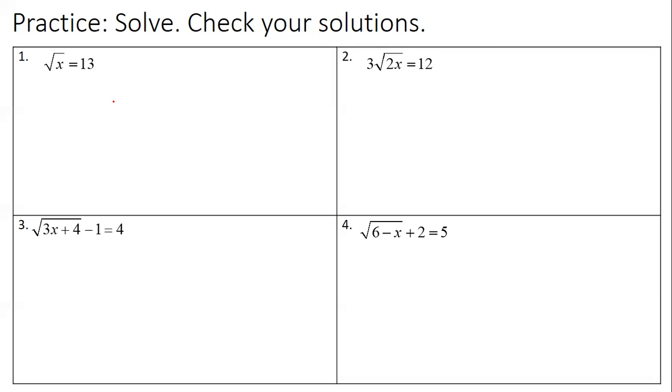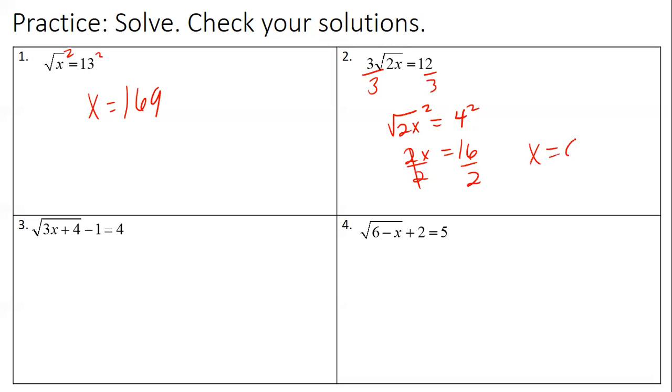All right, so let's check what we have. So number 1 was our one stepper, right? You just had to square both sides. And what do we get for x? 169. Number 2 was our 3 stepper. What was our first step? Divide by 3. So we get the square root of 2x equals 4. Then, good job. So we get 2x equals 16, and then we divided by 2. x equals 8. Good job. Okay, so we're good with 1, 2.